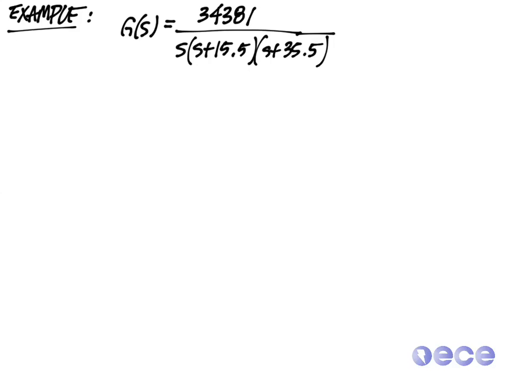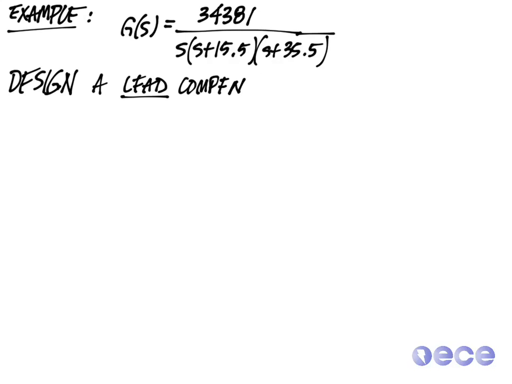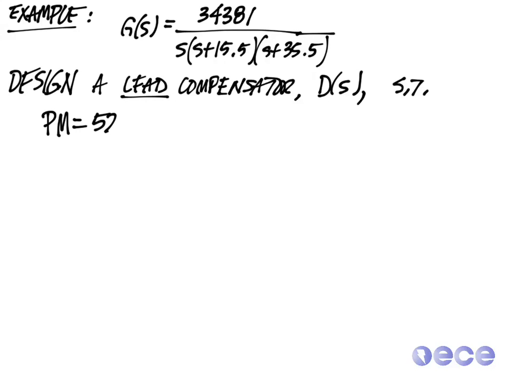So the goal of this example is to design a lead compensator. I'm going to call it D(s), and I want D(s) to produce the following properties. So I'd like to have phase margin at the end be about 52 degrees, and I'd like for my gain margin to be equal to 4.4.